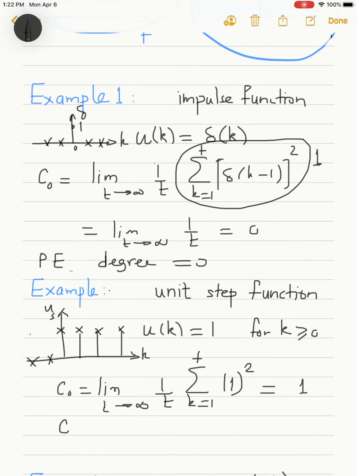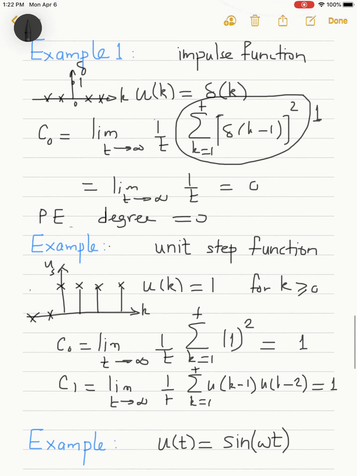I can calculate also C1, and that would be the limit as t goes to infinity of 1 over t of the summation of u(k-1) times u(k-2), and this is from 1 to t. And similarly, since u(k-1) and u(k-2) will be only ones, then the summation from 1 to t will give me t, and t will cancel out with 1 over t, so the result will be 1 again.